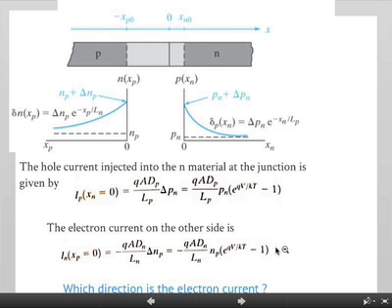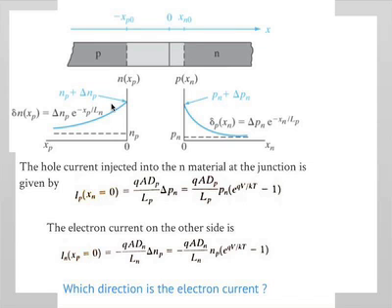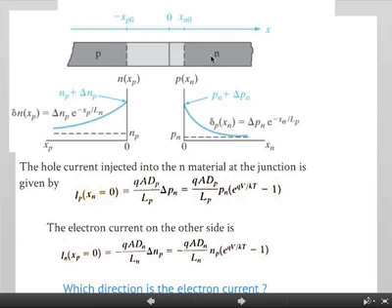So, the question was which direction is the electron current? Let's think about that for a second. The electrons are here. They're diffusing this way. The current is the opposite way. That's why there's a negative sign there also. But the total current has to be added up and they're in the same direction, so overall they'll add up. The whole current is diffused; holes are diffusing from here. The whole current is in this direction, left to right. The electron flow is from right to left here. The electron current is from left to right.